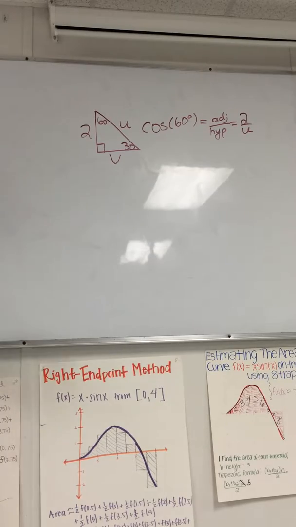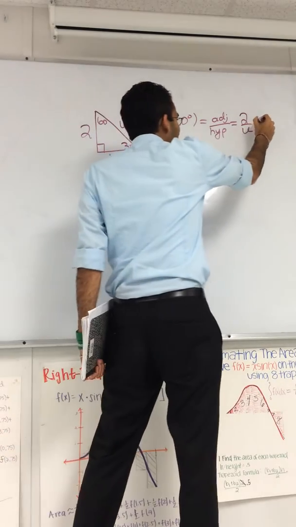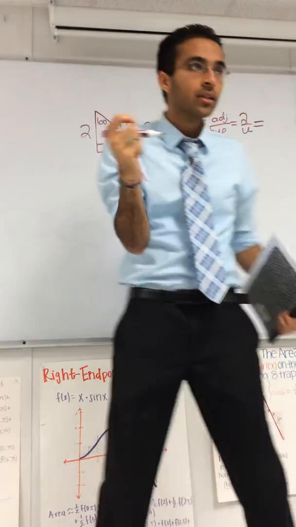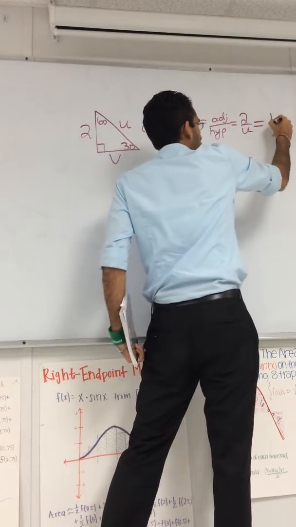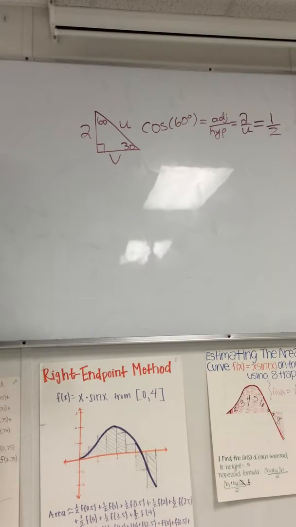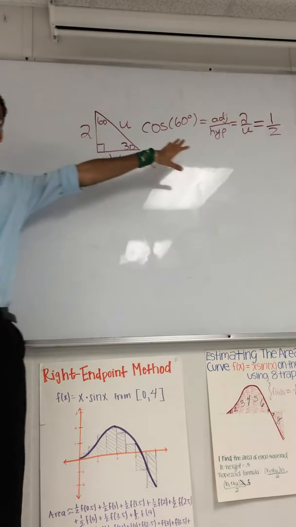And then this has to equal 1/2, because the cosine of 60 degrees is always 1/2. Doesn't matter how big the triangle is or how small. Cosine of 60 degrees is always 1/2. So I'm just going to say this needs to equal 1/2. Let's solve for u. Try to solve for u on your own, but let me take a question on how I got this, if there's anybody.